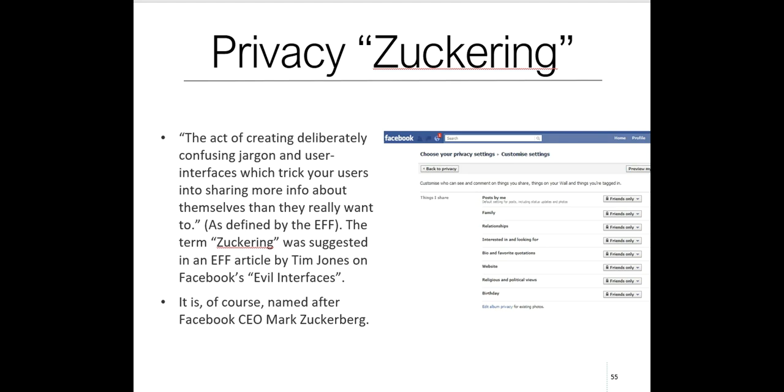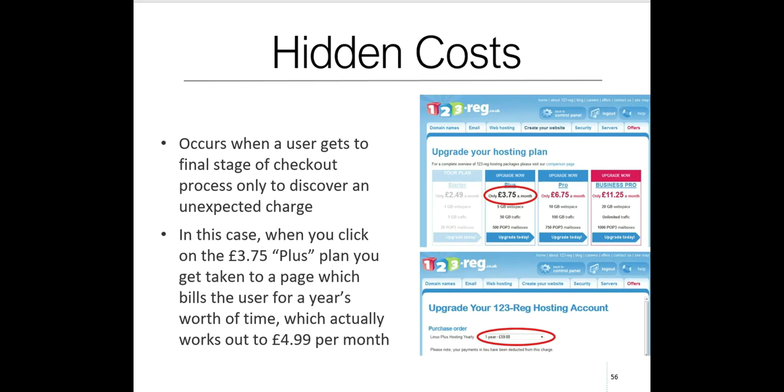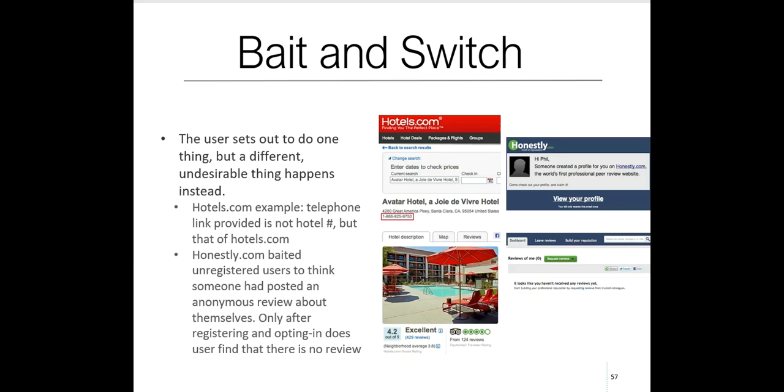Then we have the idea of hidden costs, and this occurs when a user gets to the final stage of the checkout process only to discover an unexpected charge has come up. So in this case, when you click on the £3.75 plus plan, you get taken to a page which bills the user for a year's worth of time, which actually works out to £4.99 per month. Yikes. Then we have the classic bait and switch.